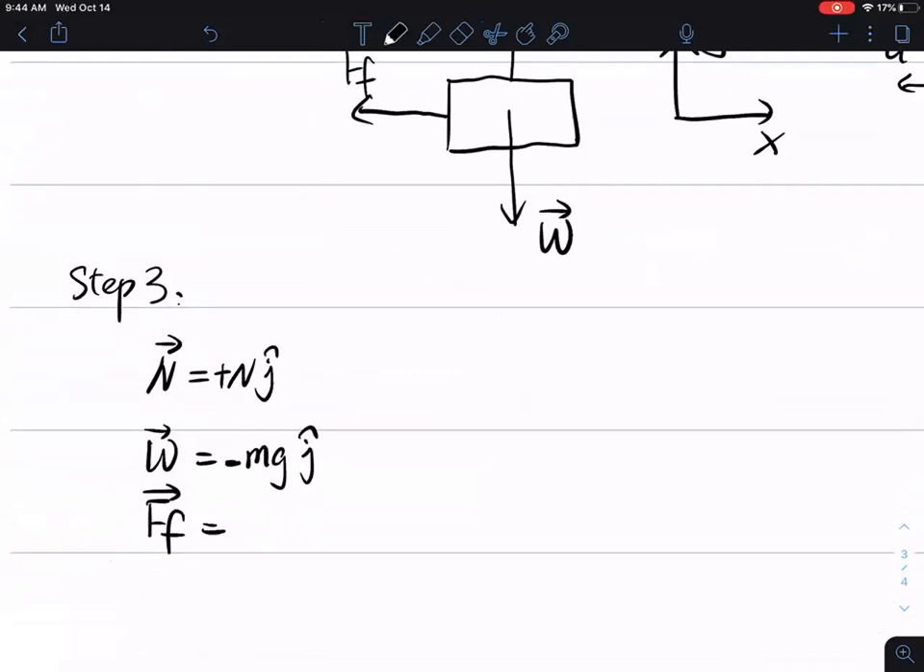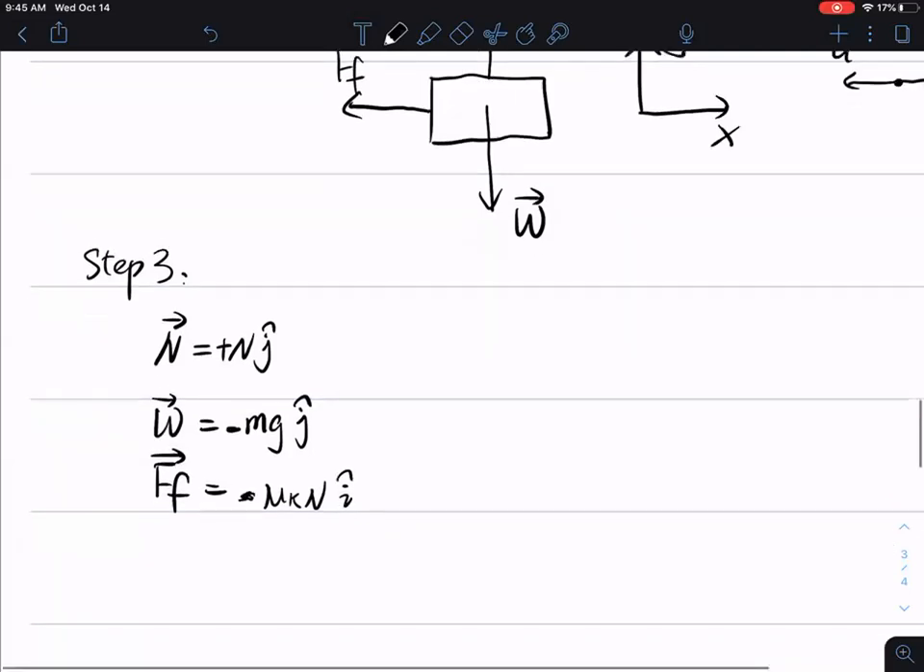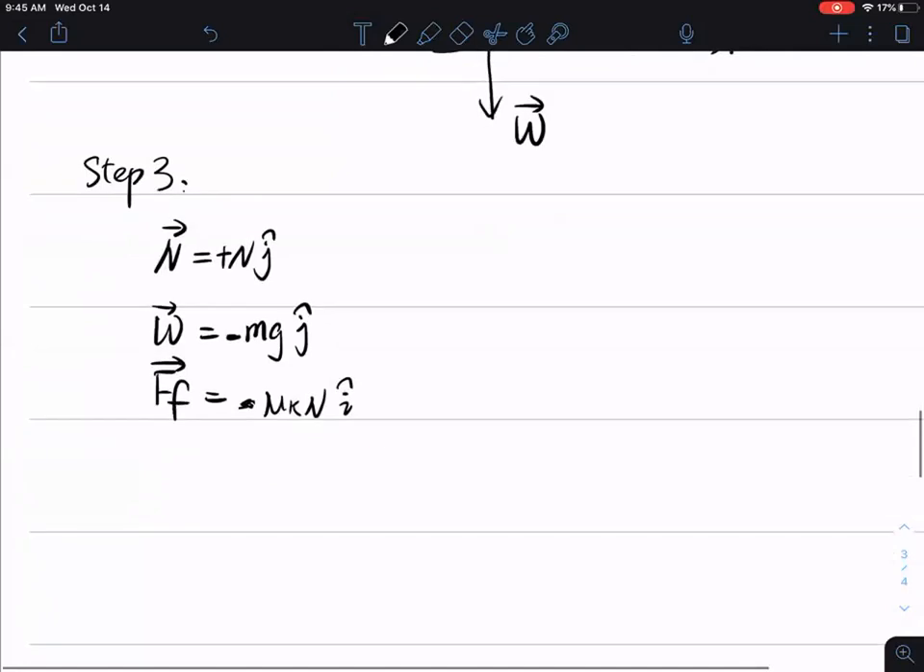Okay, now we're good. Friction force equals friction coefficient times normal force. That's mu k times N. The direction of the friction force is pointing to the left, which is the negative direction for i. So it's negative i. That's your friction force. Now we have all the forces in vector form.